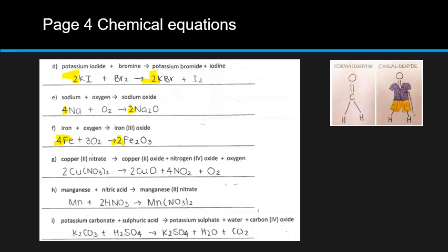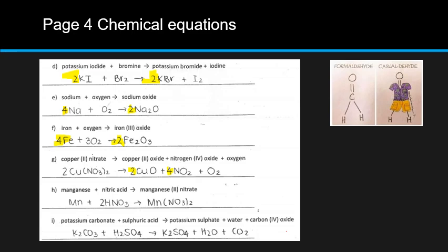G over here is a little bit tricky with the copper nitrate. You need 2 nitrate ions to balance out that copper. And then because of that, the copper 2 oxide and the nitrogen oxide is going to be different. That coefficient is going to be 4 and that's going to be 2.